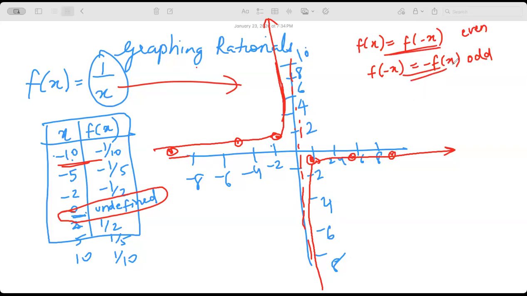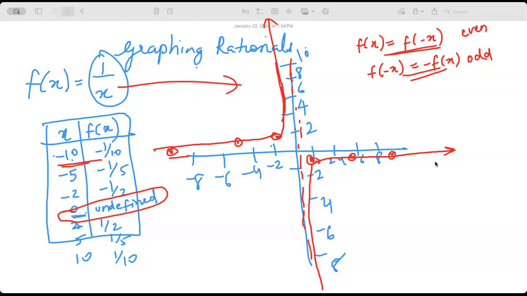This is algebraically. When you look at a graph, how can you quickly say whether this function is even or odd? If the function is symmetric about the y-axis, it's an even function. If the function is symmetric about the origin, then it's an odd function. So, given that, can one of you guess what this function is? Is it an even function or an odd function?